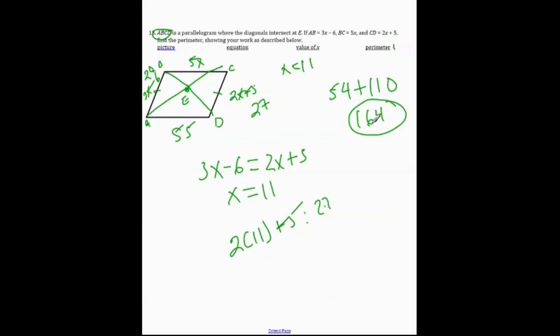That pretty much does it. I'll have some other type of examples coming up shortly.